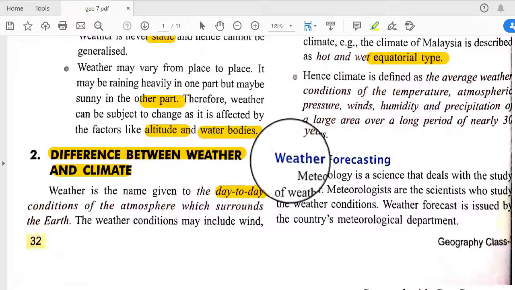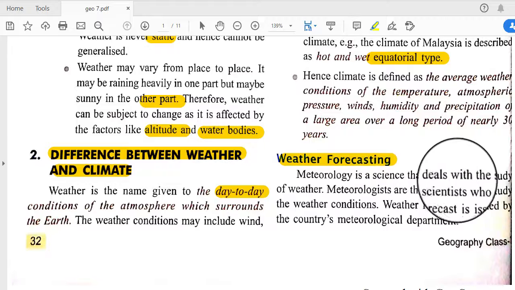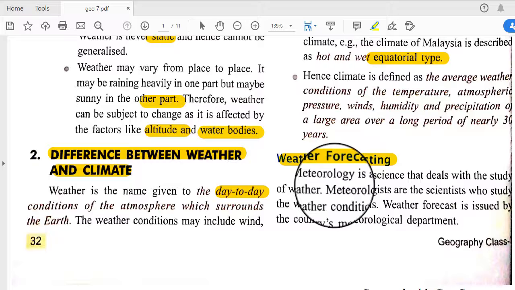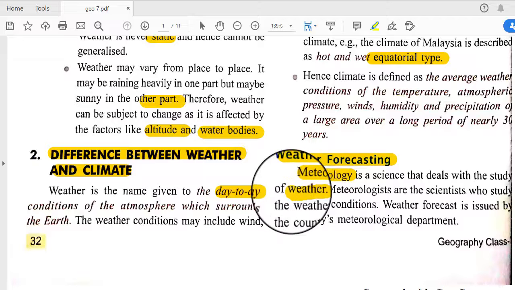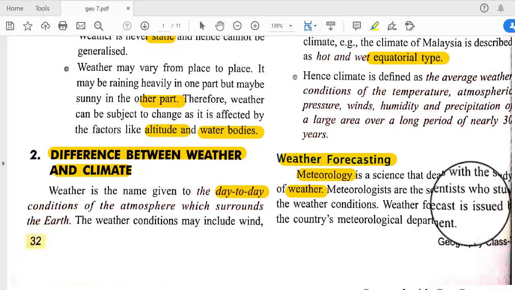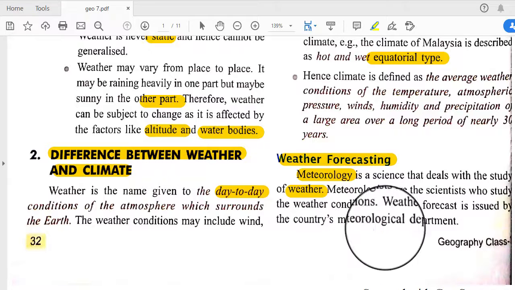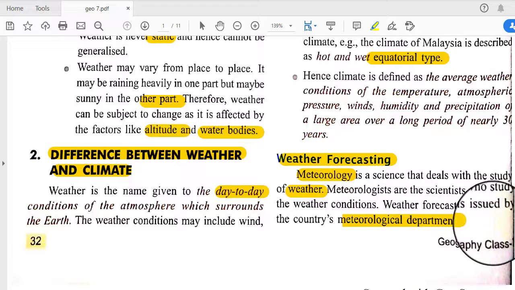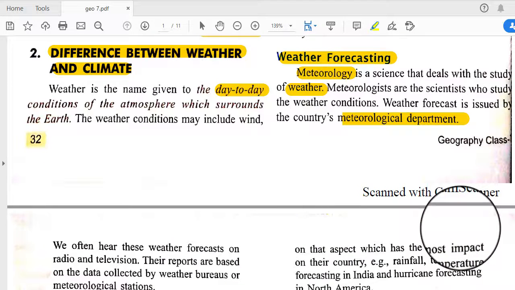Weather forecasting is another term. Meteorology is a science that deals with the study of weather. In geography there is another branch named meteorology, which deals only with the weather condition of a place. Meteorologists are the scientists who study the weather condition, and the weather forecast is issued by the country's meteorological department. They give us information regarding the weather of today or the future, tomorrow or the day after tomorrow.